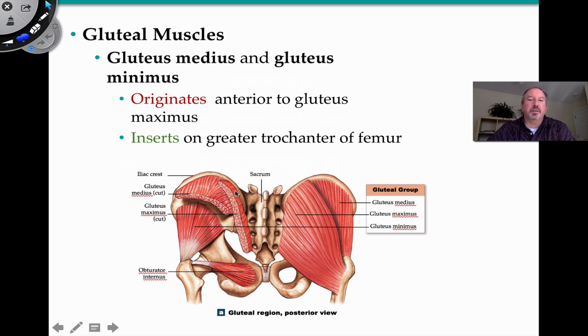Okay, so those are anterior. In other words, if you were to cut away the gluteus maximus, as you can see in this diagram, then you would see these are also cut, but these are anterior, more to the front. This is again a posterior view, and the gluteus medius and gluteus minimus are inserting on the greater trochanter, which is, as you can see right over here, this little protrusion, the greater trochanter of the femur. That's where it's inserting.